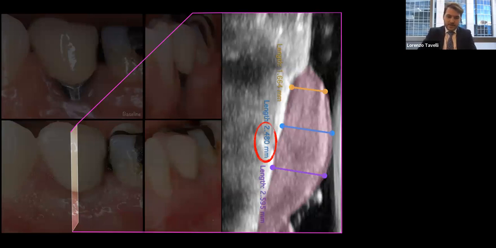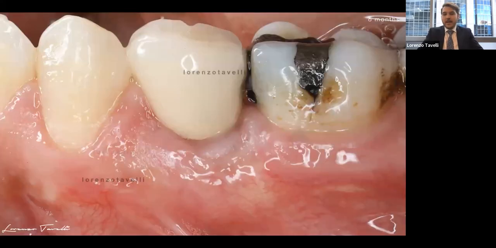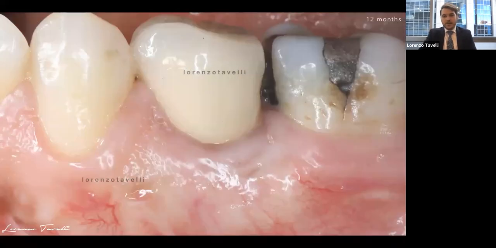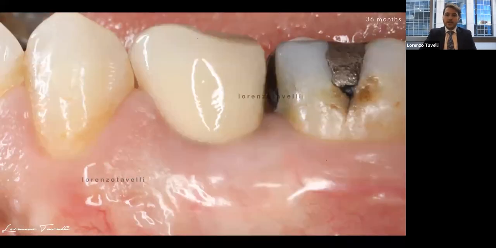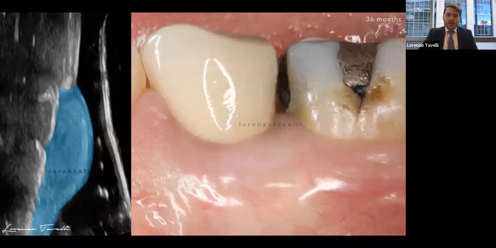Therefore, what does this mean to me? It means that it's very likely that this patient will have a stable outcome over time. 1 year, 2 years, 3 years. And this is the scan taken at 3 years.